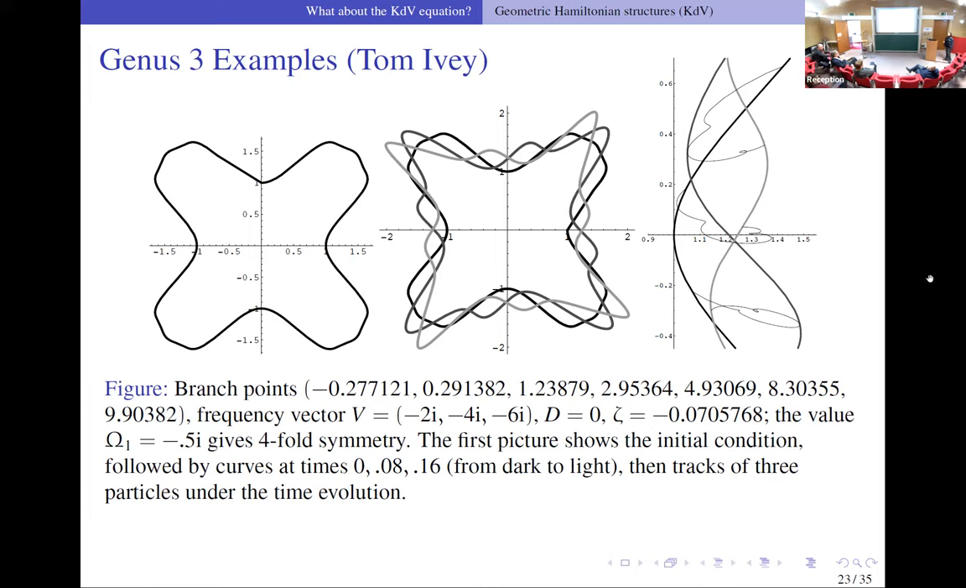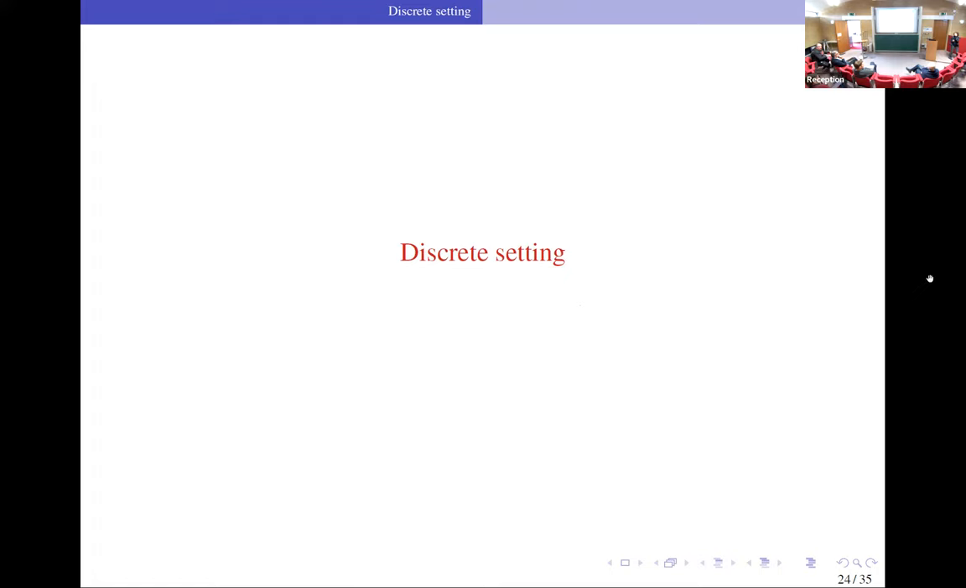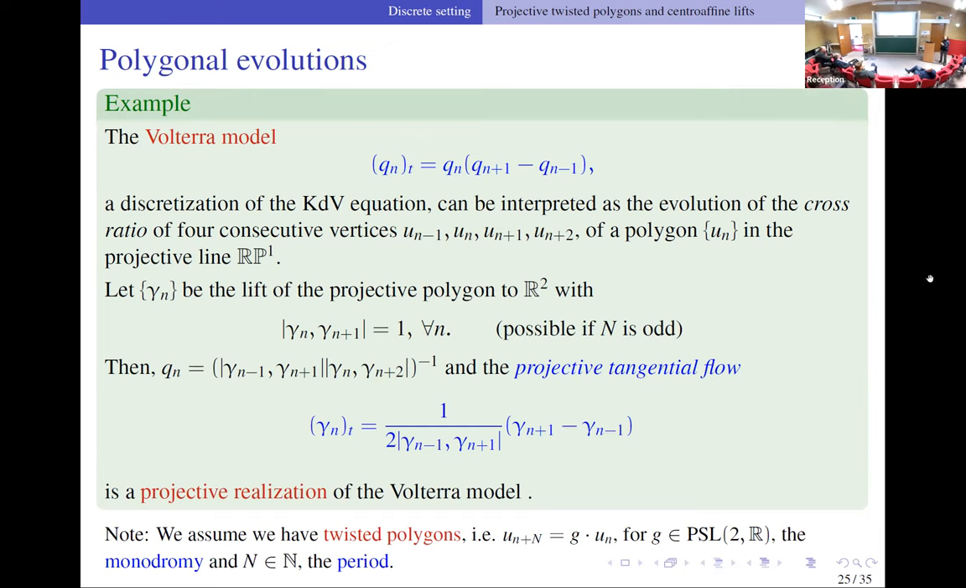All right, so I'm going to switch gears here, because I would like to talk about more recent work by Gloria and myself. And it took me a long time to get into this, because I am not a discrete person, and I found that discrete systems are extremely complicated and very hard to motivate sometimes. So I'm going to talk about polygonal evolution.